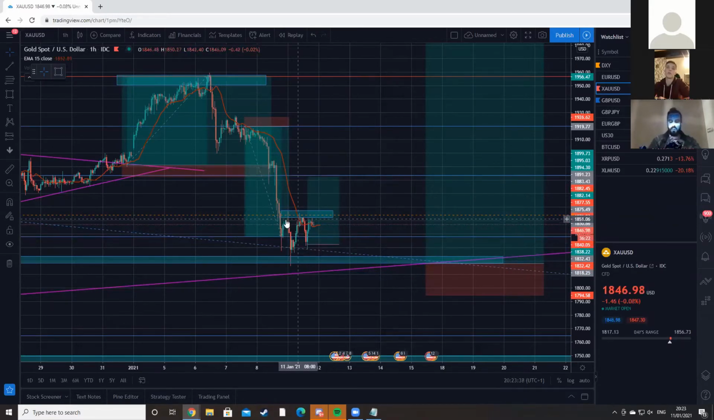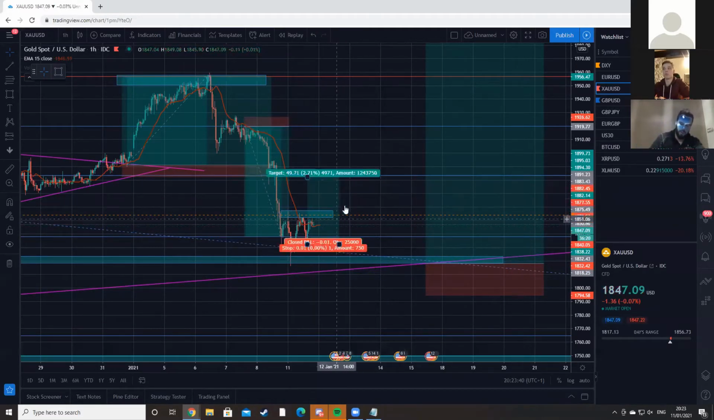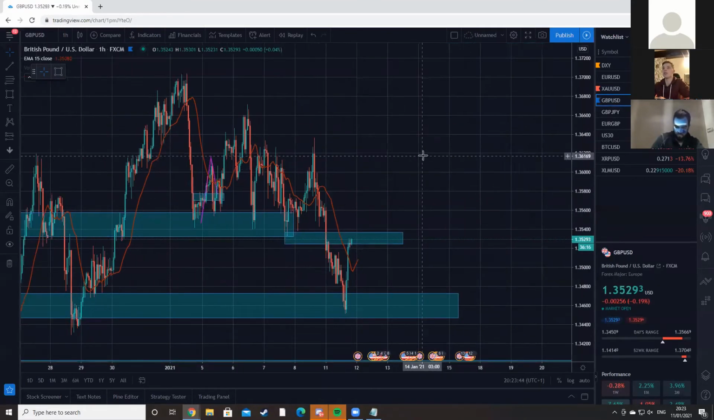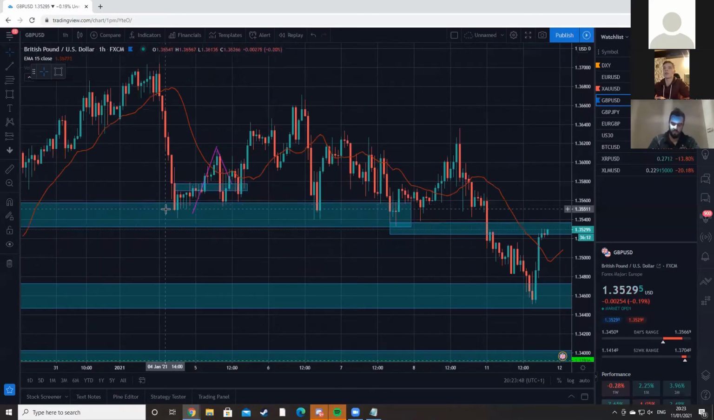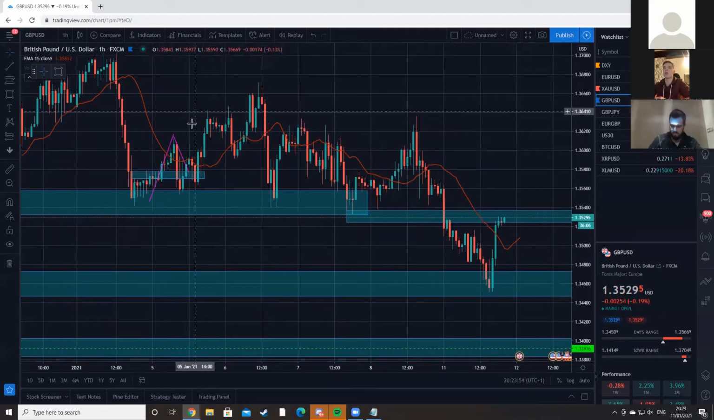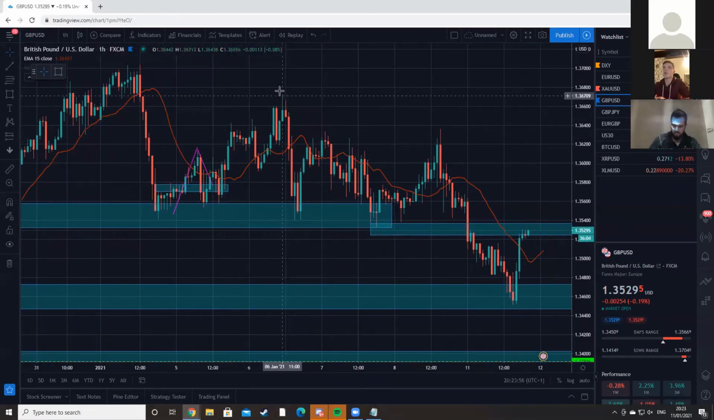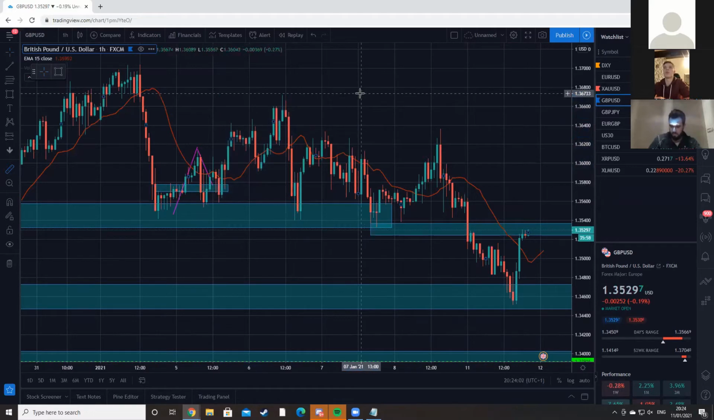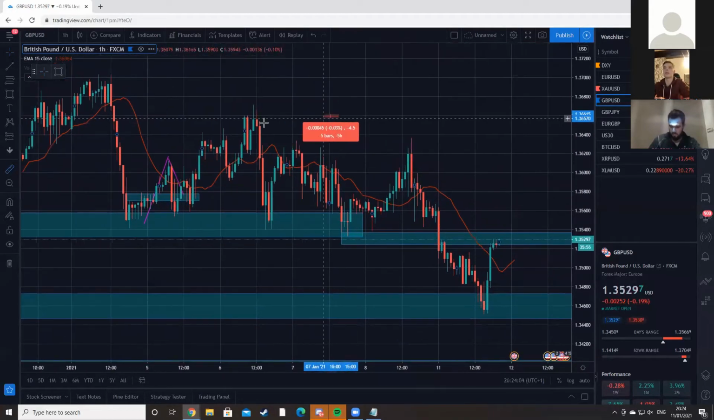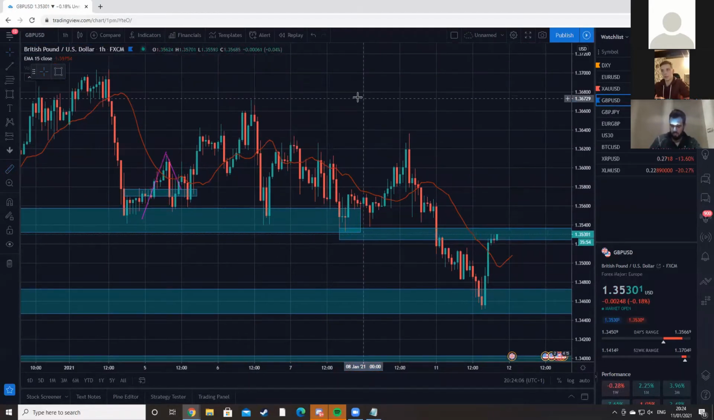But maybe after first a pullback to the upside. Okay. Then let's see GU. GU I called last week. I wanted to see this zone broken, maybe retest it, and then go back further up. We did that, not quite the move I wanted to see, but at least almost 100 pips. So if someone caught that move, congrats.